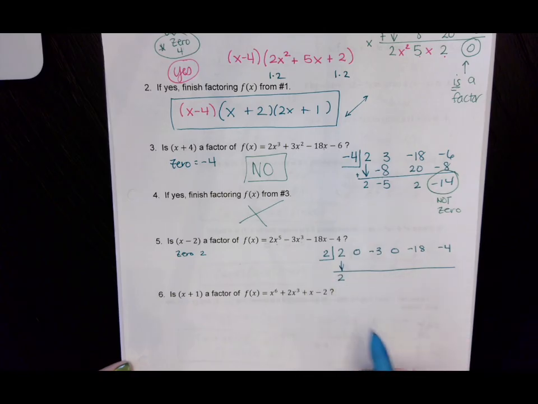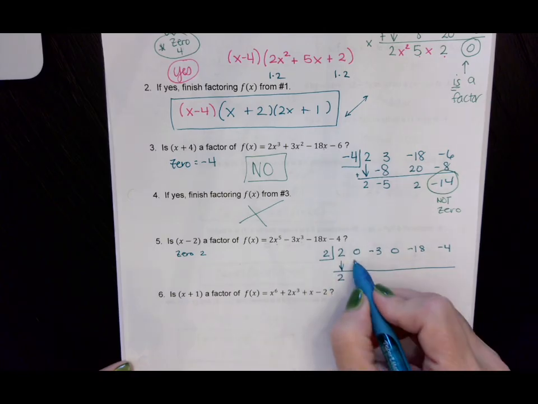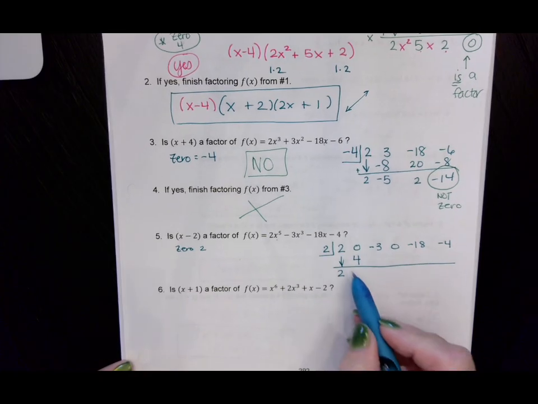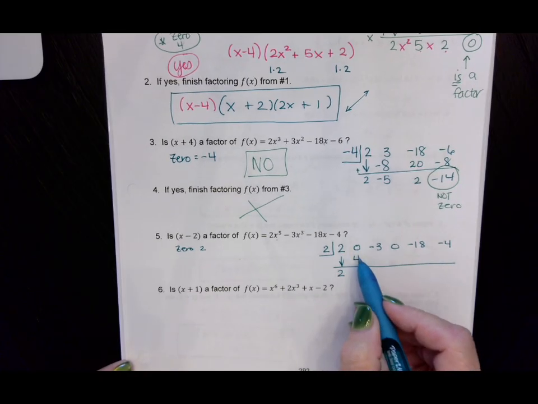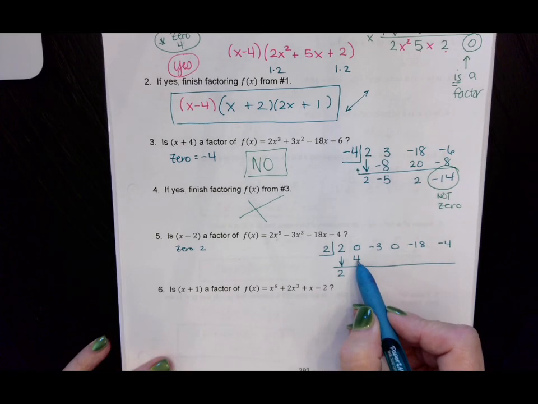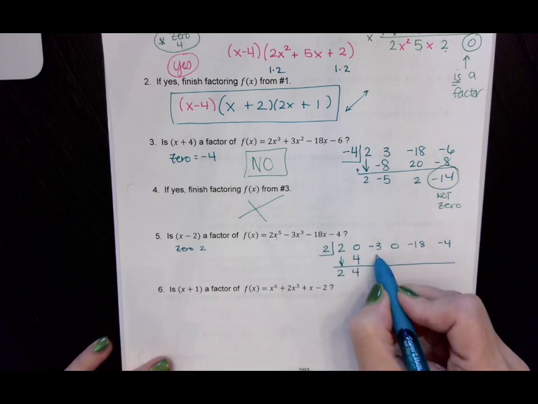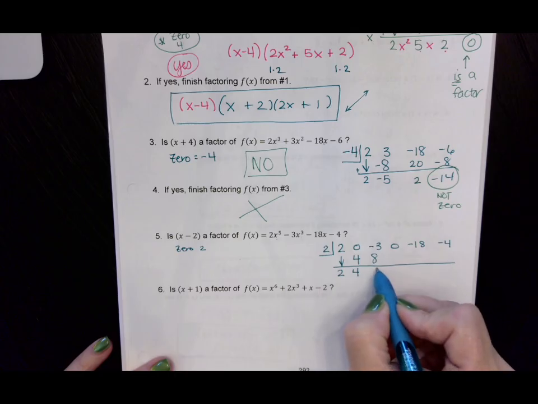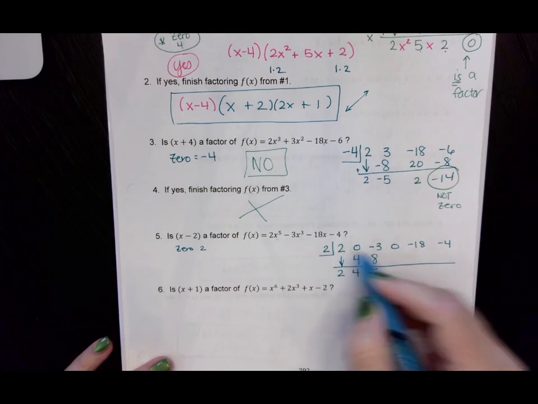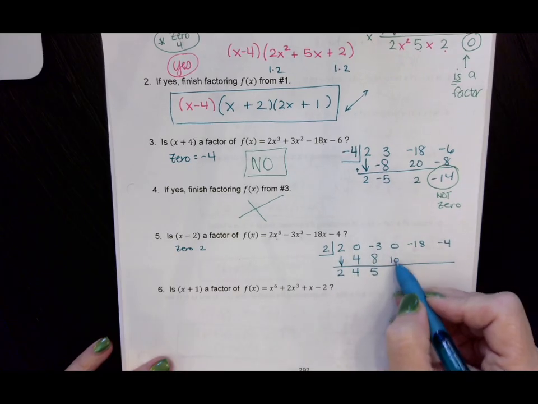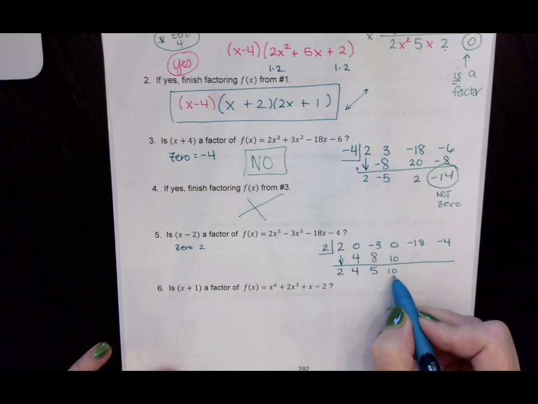We bring down the 2. 2 times 2 is 4. Now, I know we have a 0 there. We're going to treat it just like normal. So 0 plus 4 is 4. Remember, we're adding. 4 times 2 is 8. So this becomes a 5. 5 times 2 is 10. We're adding. So I keep this as 10.